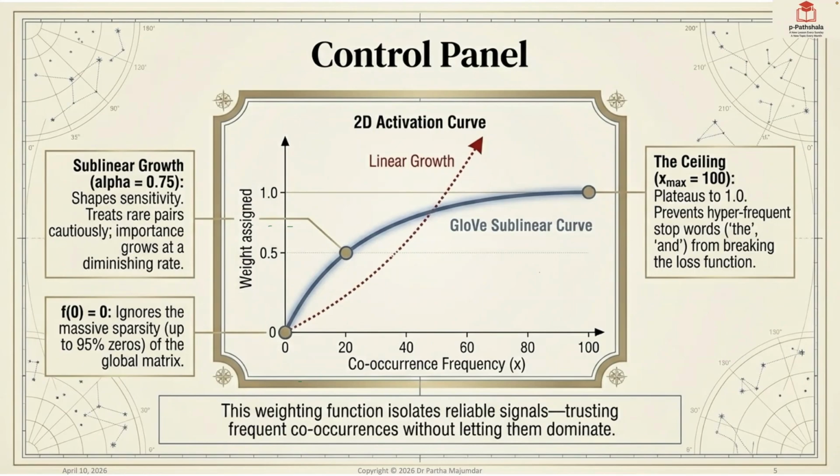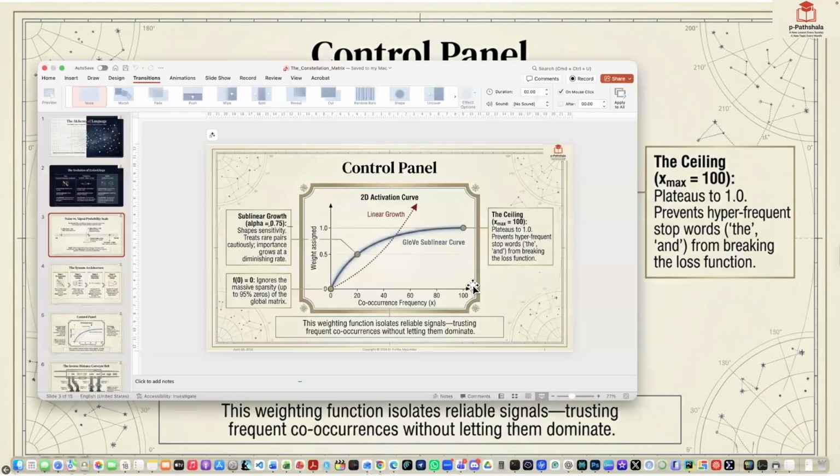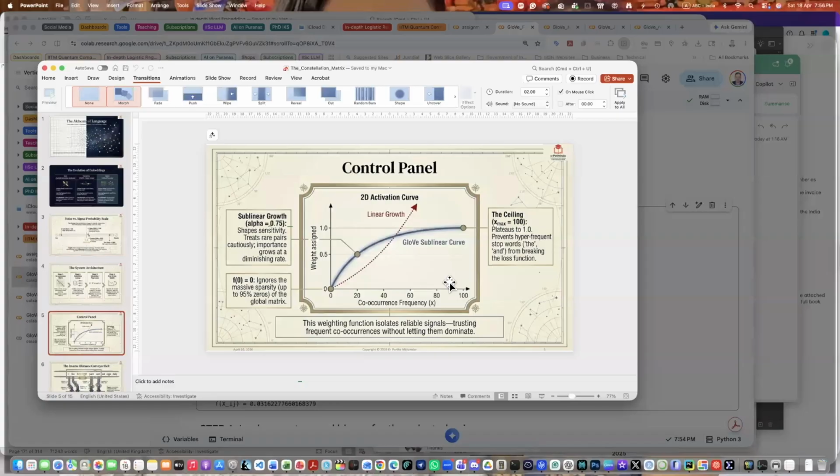But if a word is appearing very frequently, like words such as "the" and "and", then x max will explode. In that case, I'll put a ceiling: you can explode in terms of the number of times you're occurring, but your maximum value can be only 100. So that is what I'm doing here. This is the whole function which I have written.